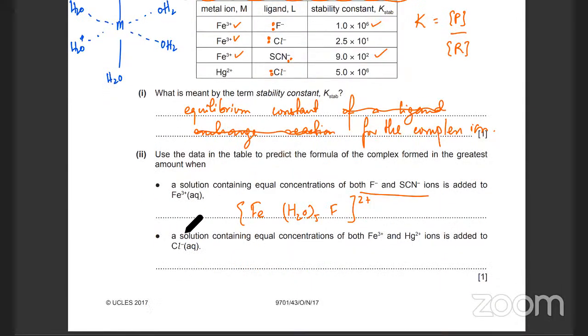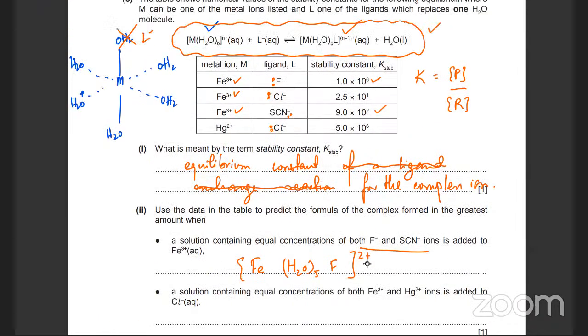After that, a solution containing equal concentration of both Fe3+ and Hg2+ is added to Cl minus 1. So now he's talking about Cl minus 1. These two, Hg2+. So which one has the larger Hg? It's going to be Hg.